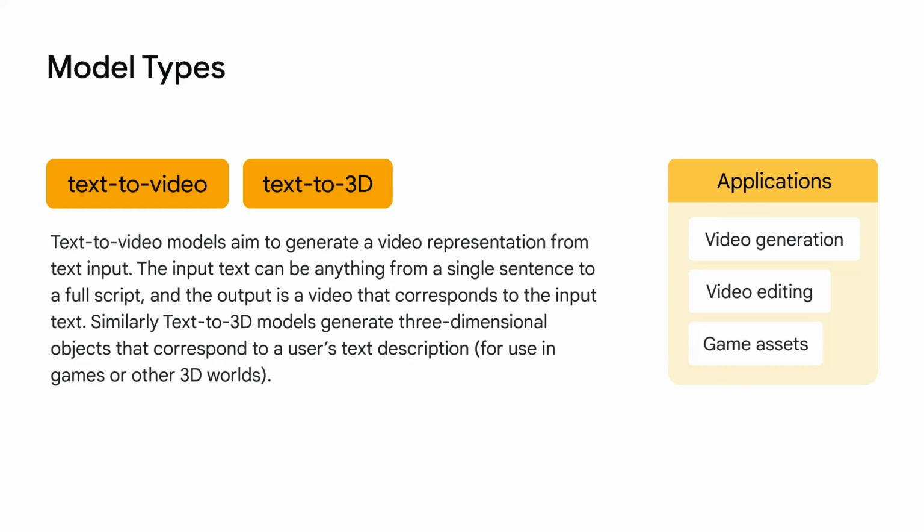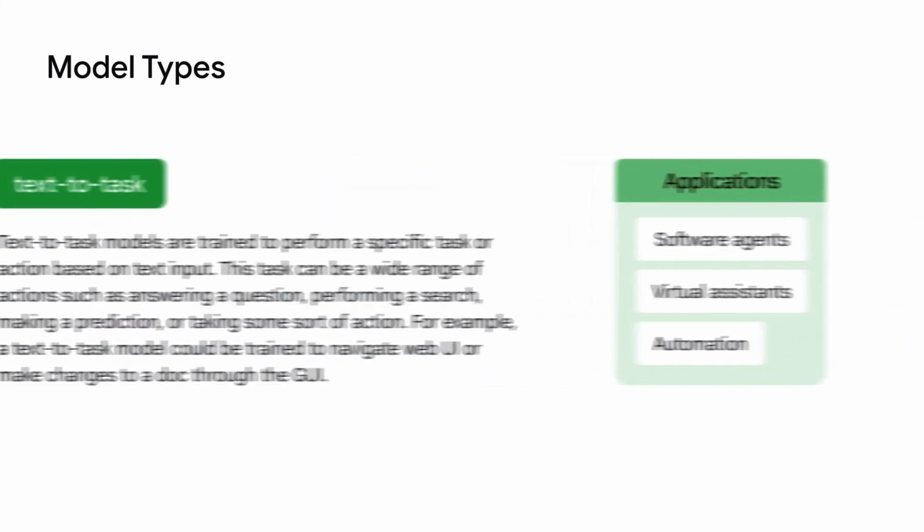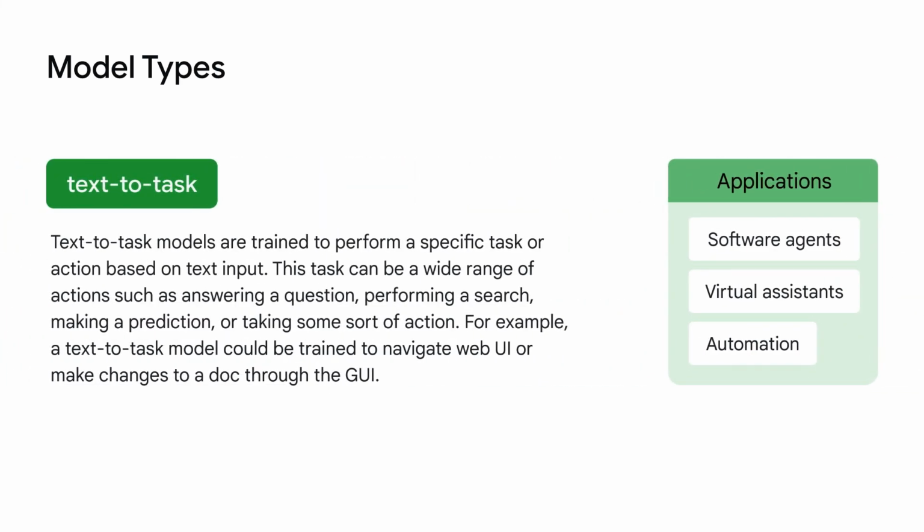For example, this can be used in games or other 3D worlds. Text-to-task. Text-to-task models are trained to perform a defined task or action based on text input. This task can be a wide range of actions, such as answering a question, performing a search, making a prediction, or taking some sort of action.